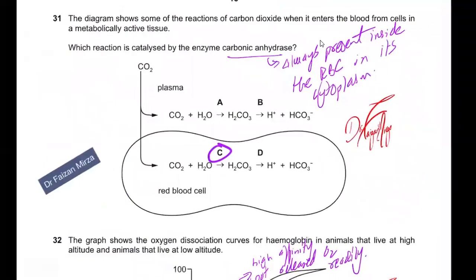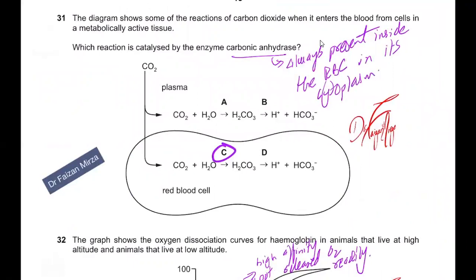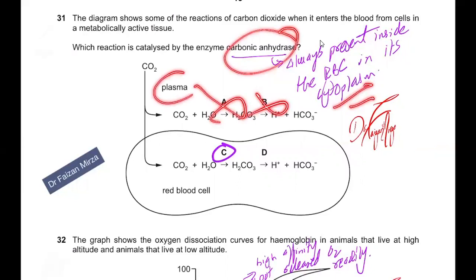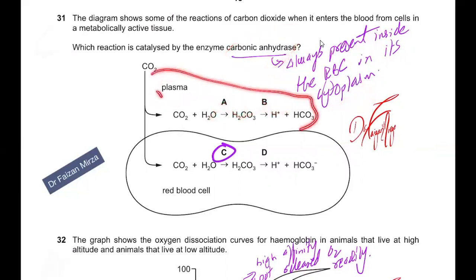The diagram shows some reactions when carbon dioxide enters the blood from cells in the metabolically active tissue. Which reactions are catalyzed by the enzyme carbonic anhydrase? Always, carbonic anhydrase is present inside the cytoplasm. So A and B cannot be answers because they are given in plasma. So they are wrong. The answers could be either C or D.